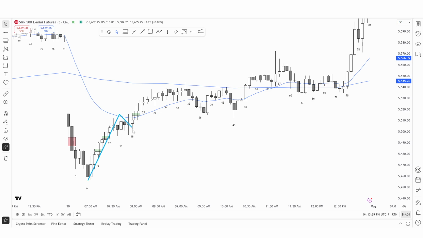Leg 1, pull back. Leg 2, pull back. Leg 3. What happens in leg 3? The market goes more sideways. And we see that right here. Bears now have a channel in leg 3. Trading range behavior. Again, this is a complex.